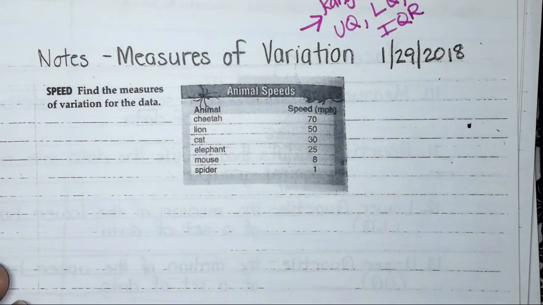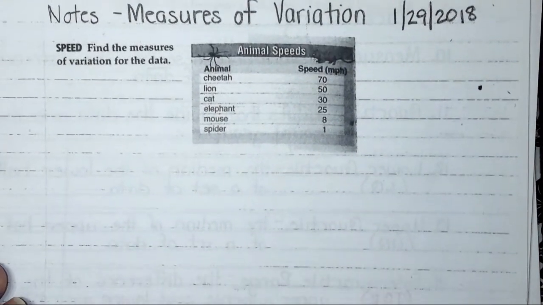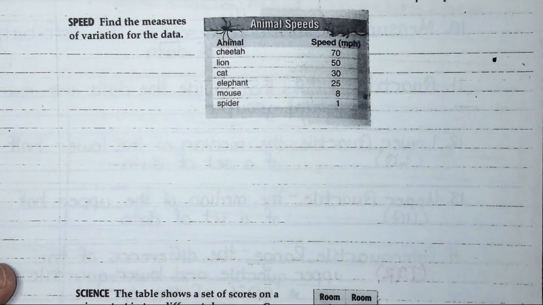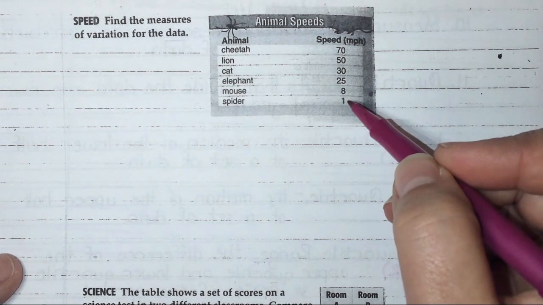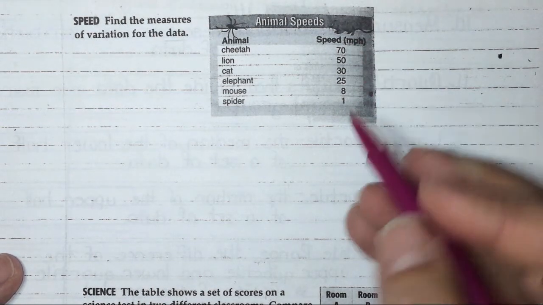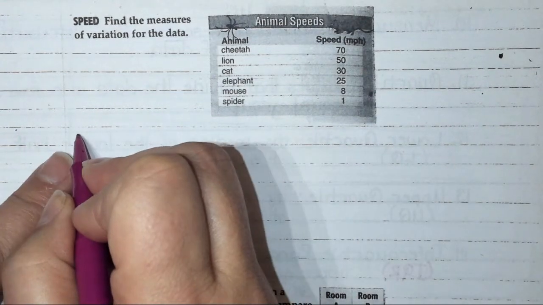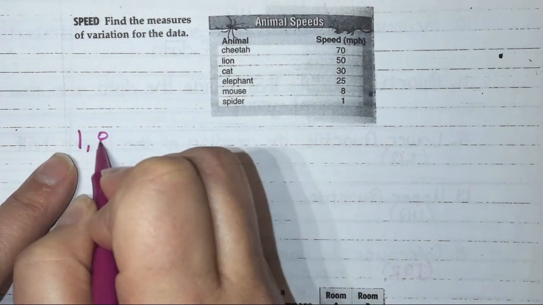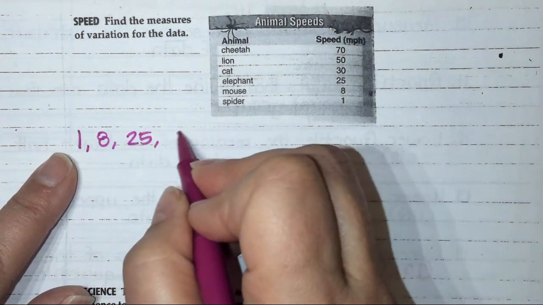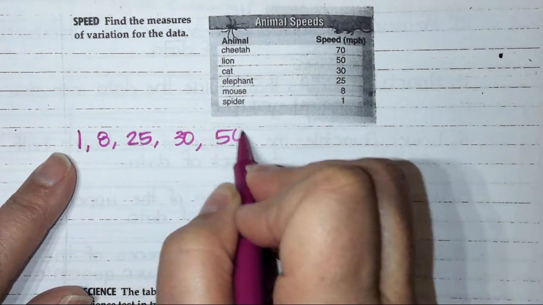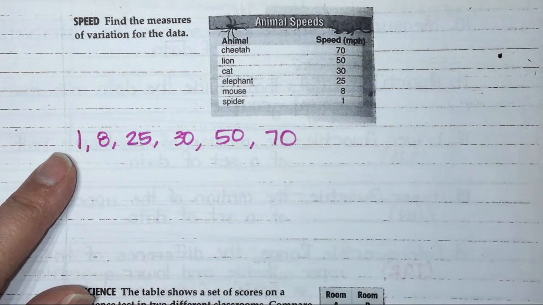What is the absolute first thing we need to do when we have a set of numbers? Put them in order and add them up. Bingo, you got it. We're going to put them in order least to greatest. Now, we were very lucky on this one because they got them in order backwards. So we're going to start at the bottom and write those down. 1, 8, 25, 30, 50, and 70.